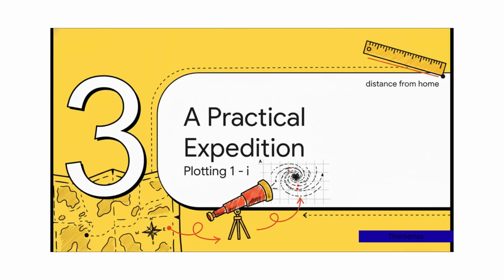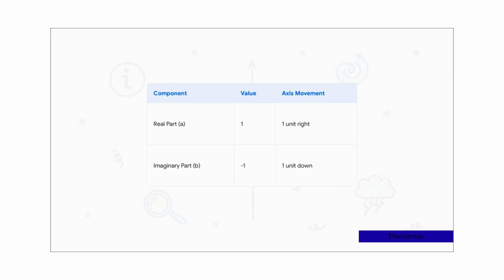All right, enough theory. Let's take this map for a test drive, shall we? We're going to go on a little expedition to find the number 1 - i. We'll plot its location, and then we'll calculate its exact distance from home. Okay, first things first, let's break down our number. z = 1 - i. The real part, our a, is 1.